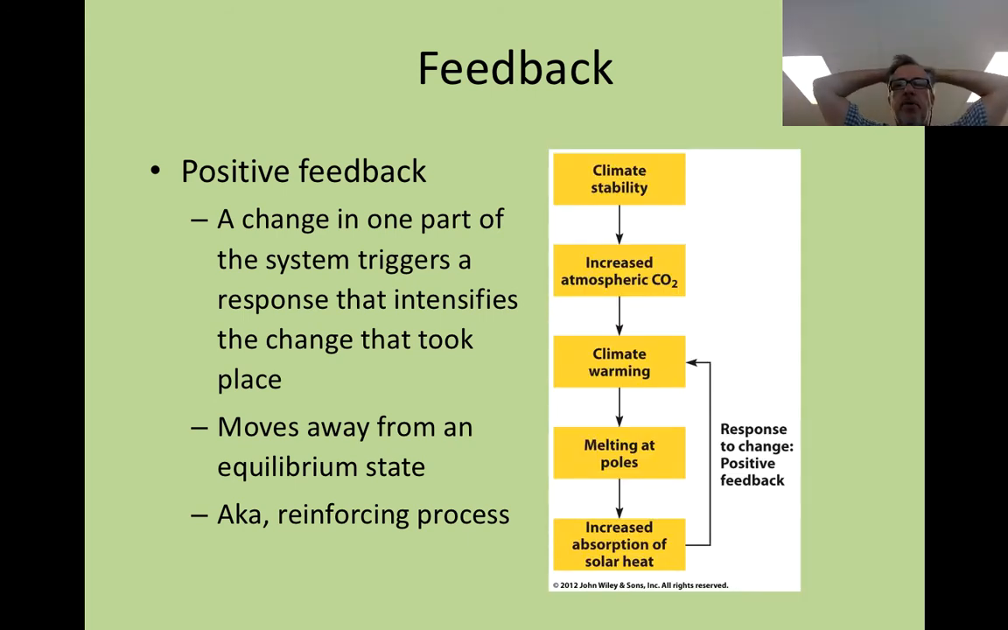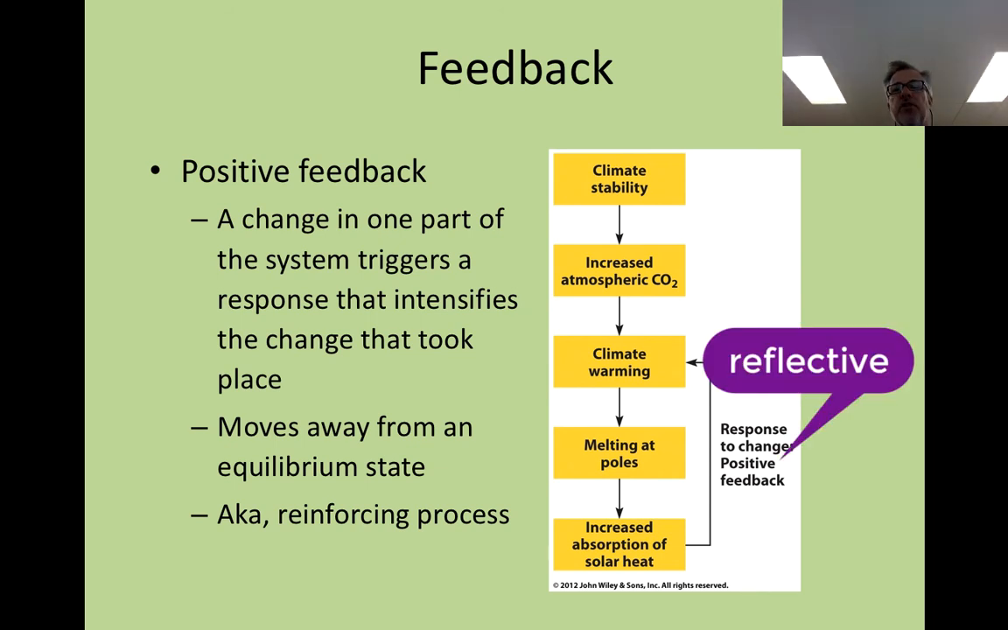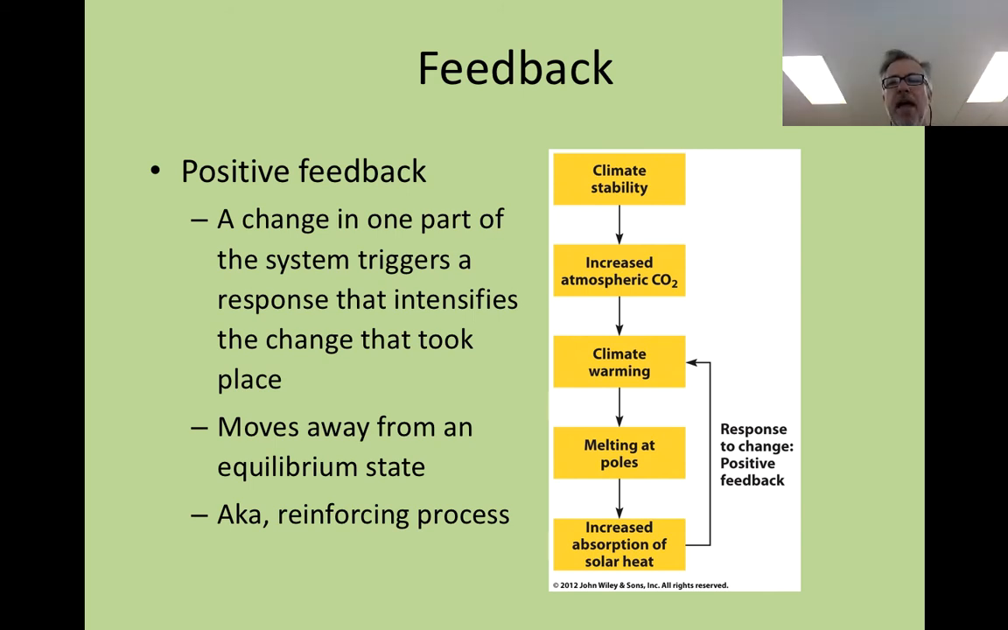Here's an example of a positive feedback loop. Increased carbon dioxide in the atmosphere leads to warming of the atmosphere, which leads to melting of the ice at the poles. And since ice is reflective, the surfaces get browner at the poles, which means more heat is absorbed. And that leads to more warming, which leads to more melting, which leads to more brown earth being exposed and more absorption of sunlight. That's an example of positive feedback.